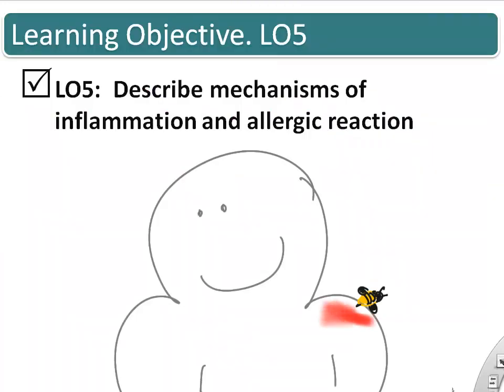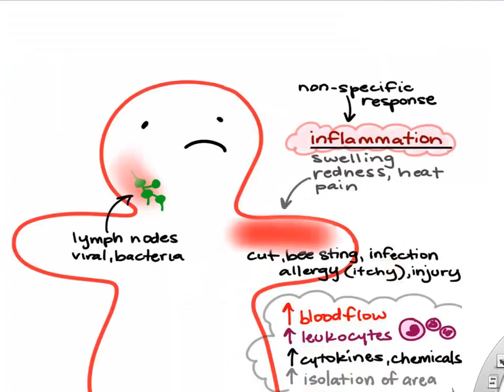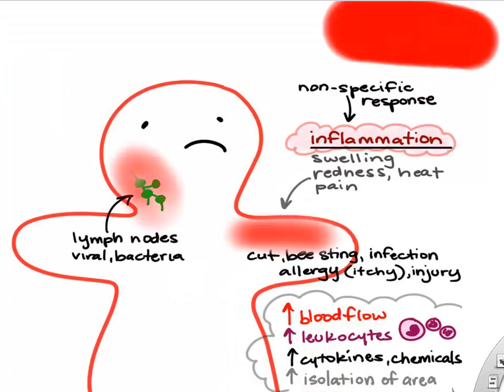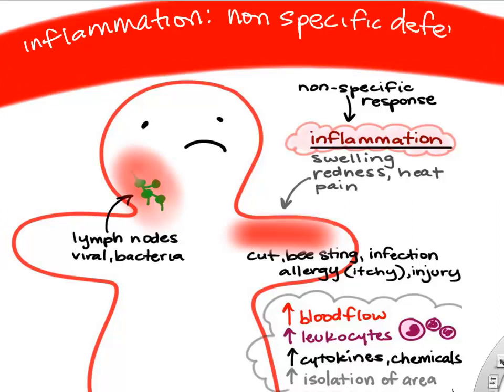Okay, our final learning objective is to describe the mechanisms of inflammation and an allergic reaction. So for example, if you get stung by a bee or you have a food allergy and you get all this inflammation, or even just a regular mosquito bite, what is going on in that situation? So inflammation is really just a non-specific response to something infecting you, or sometimes it's just an injury. So inflammation is this non-specific defense and injury response.